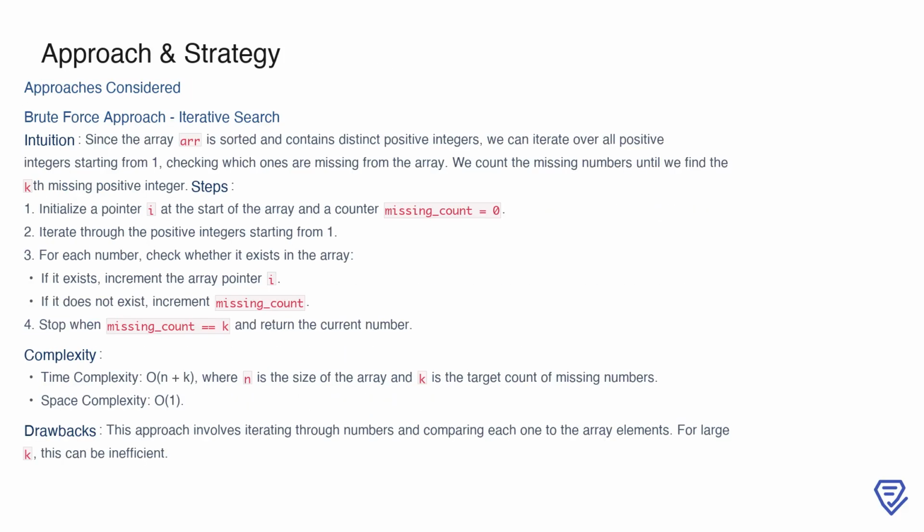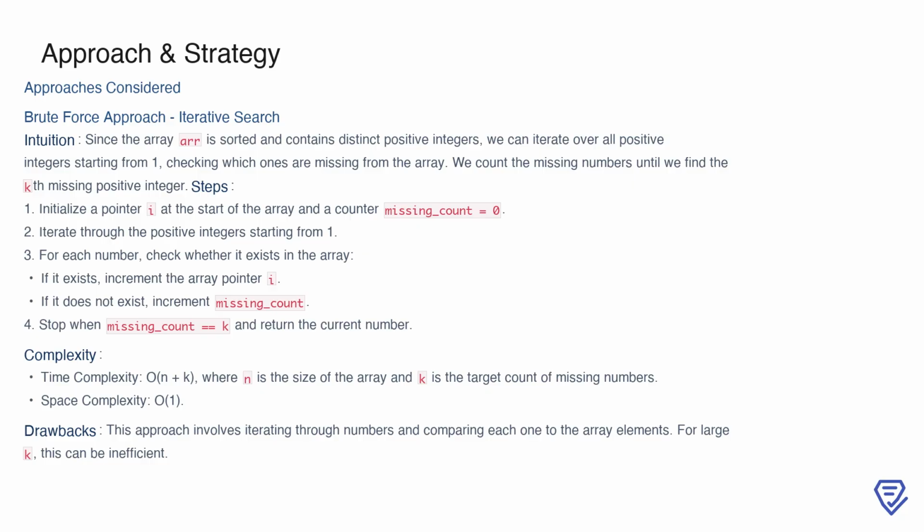To solve this problem, one straightforward way is to use a brute force approach. The idea here is simple: since the array is sorted and contains distinct positive integers, we can start from the number 1 and check each positive integer to see if it's missing from the array. We keep counting the missing numbers until we reach the Kth missing one. The steps involve initializing a pointer to traverse the array and a counter to track how many numbers are missing. For each positive integer, we check if it's in the array. If it is, we move the pointer forward; if it's not, we increment the missing count. Once the missing count matches k, we return the current number.